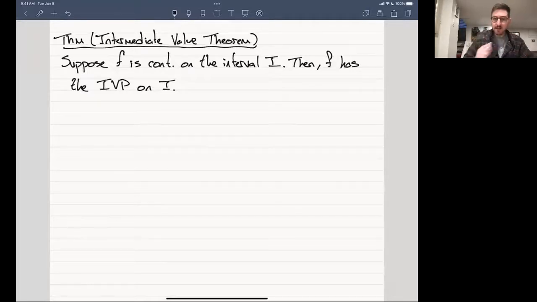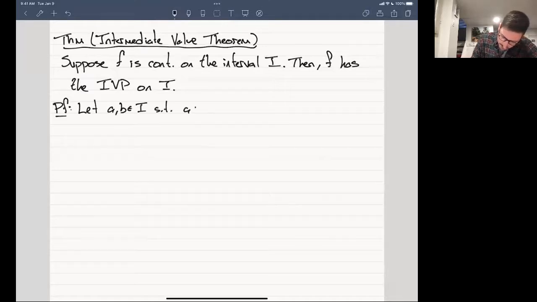Now, the best part about this is that the proof uses what I'm going to guess is our favorite method of proof, and that's interval halving. So let's check it out. Let's see what this says. Let a and b be in I such that a is less than b. We want to show that the intermediate value property holds in this case. That means we need to show that if we pick some k between f(a) and f(b), then we can find c so that f(c) is equal to k.